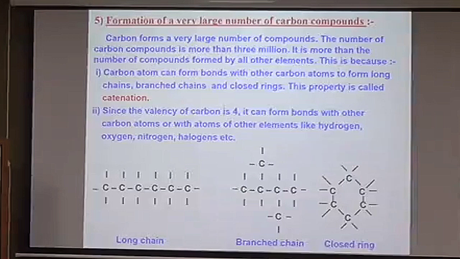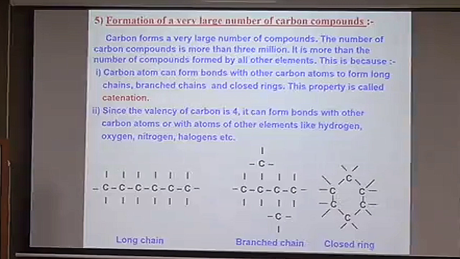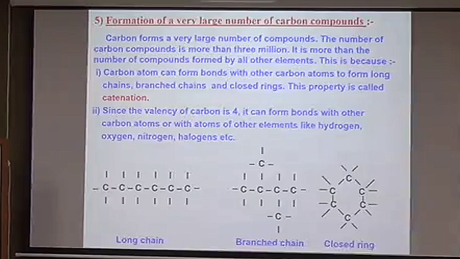Carbon has 4 valence electrons. So it can form 4 bonds with another carbon atom, or maybe any other monovalent element, or maybe nitrogen and oxygen. Again, this type of bonding may be in a number of different ways. So this also gives rise to a large number of carbon compounds. So the two properties, catenation and tetravalency, are responsible for the large number of carbon compounds.